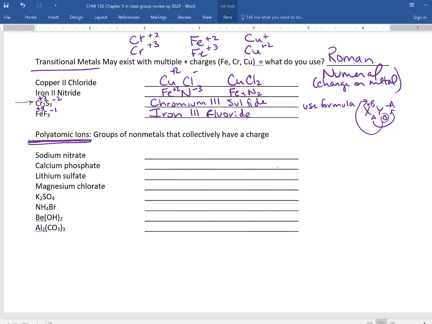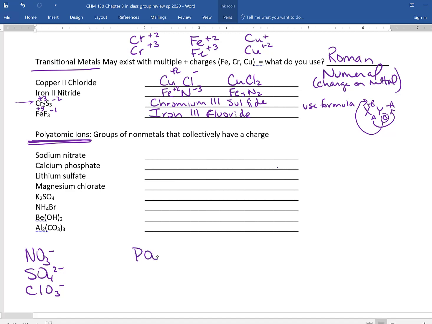So when you have NO3-, that's a nitrate. So it's got a nitrogen, and then with all those oxygens makes it the nitrate. So SO4 2- is a sulfate because it's got a sulfur in it with all those oxygens. ClO3- is the chlorate. So you see how the names for most of them kind of fit. Nitrogen's the nitrate, sulfur is the sulfate, chlorine has the chlorate, and then PO4 3-, that is the phosphate. It's the phosphorus with all those oxygens. It's a phosphate.